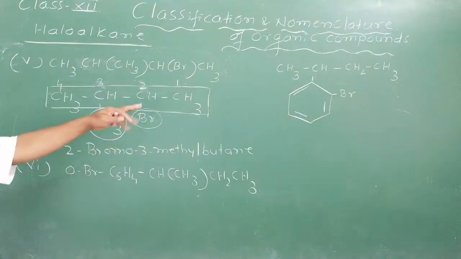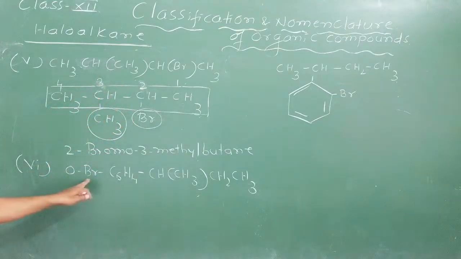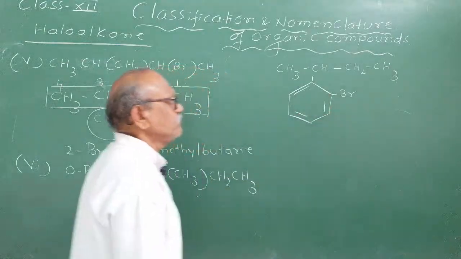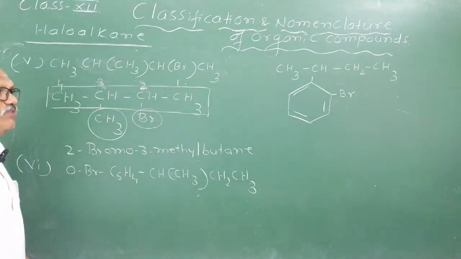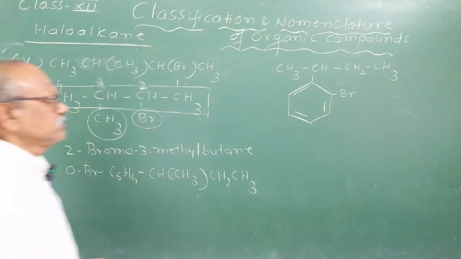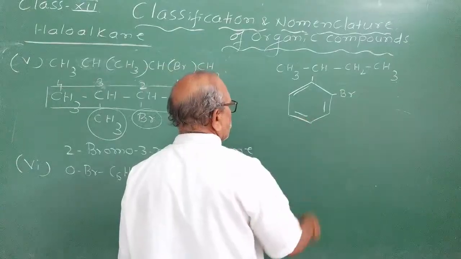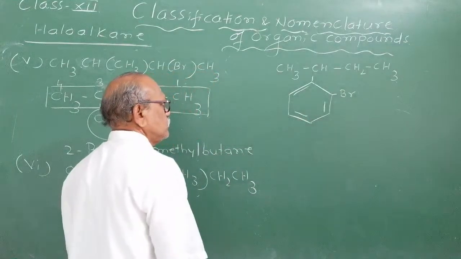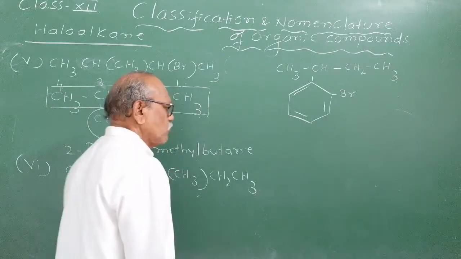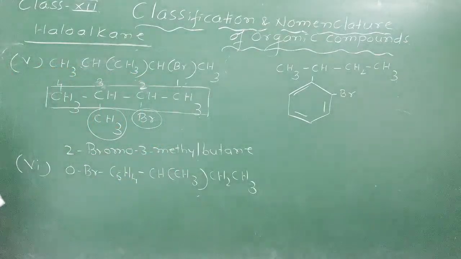You must be in a position to write the structure properly. This position is called ortho position. This is meta, this is para. Write the IUPAC name, select the longest chain. It is a benzyl group. Take a few seconds.